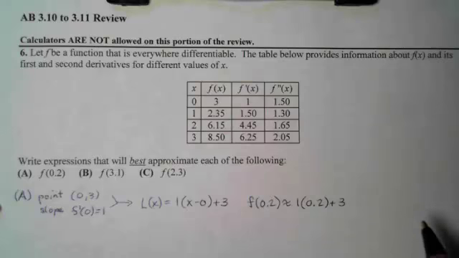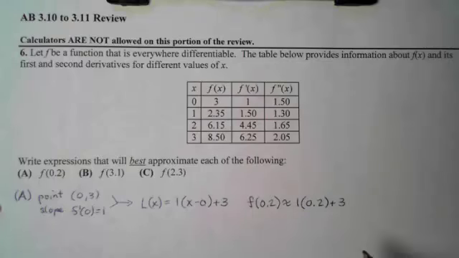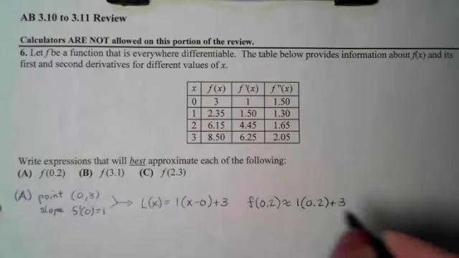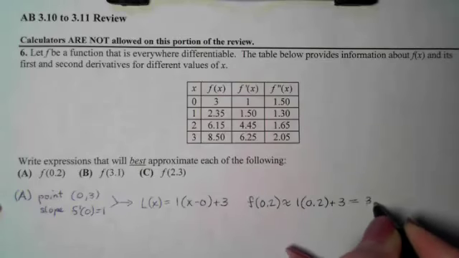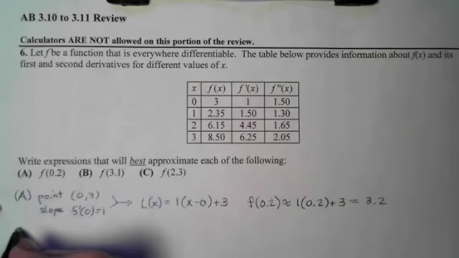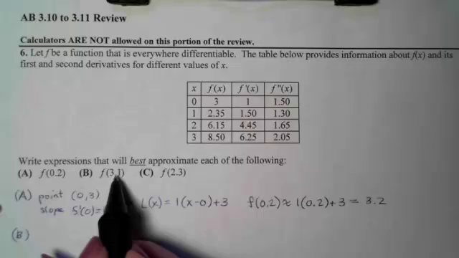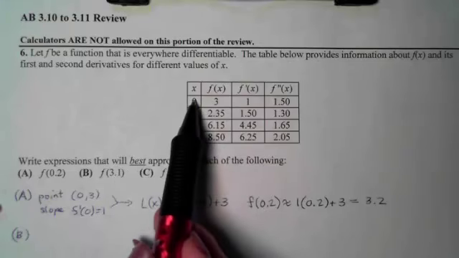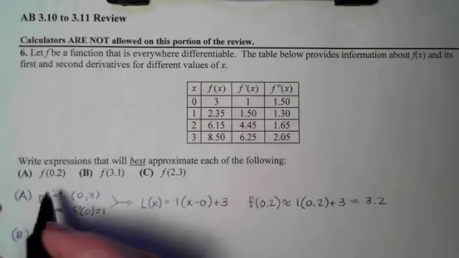And I don't have a calculator for this, so chances are good that on the test you will have the answers look exactly like this. Might be simplified, I can't remember, but we could simplify very readily and get a 0.2 plus a 3 and be done. If we look at B, same process. We need to choose a point that is close to 3.1 that we have information about. So looking at my options for x, 3 is there and 3 is close to 3.1.